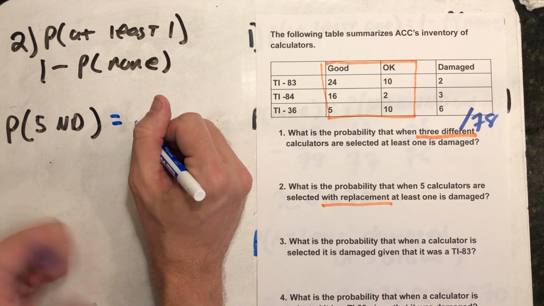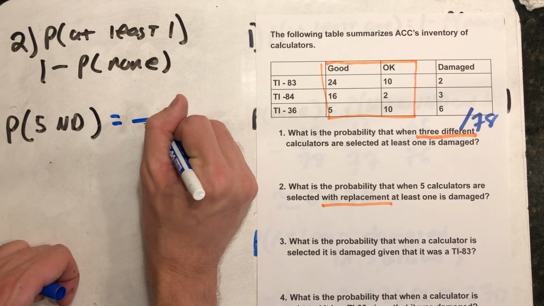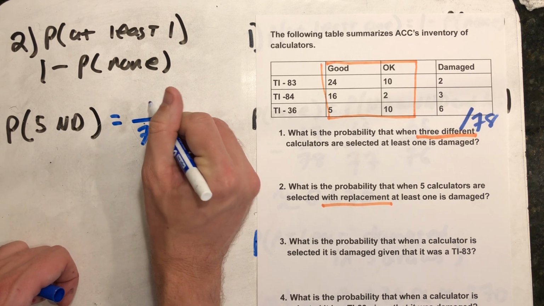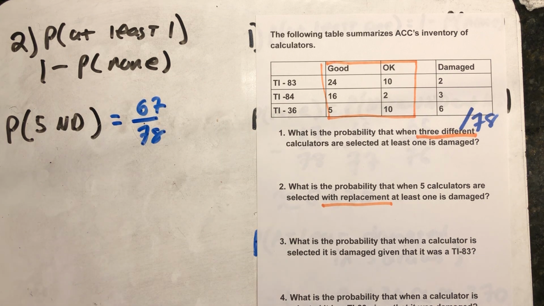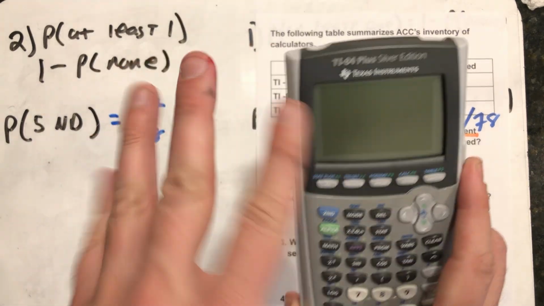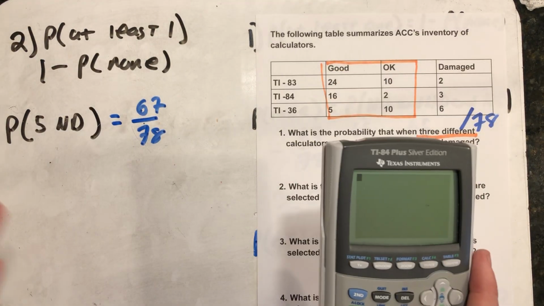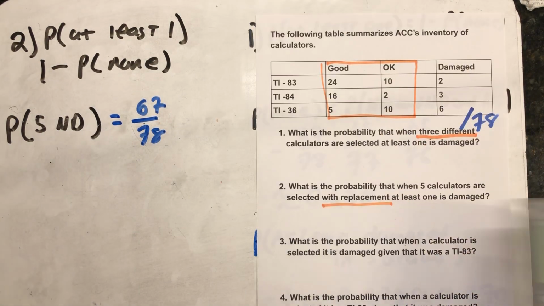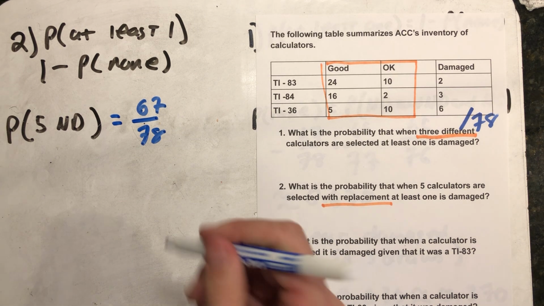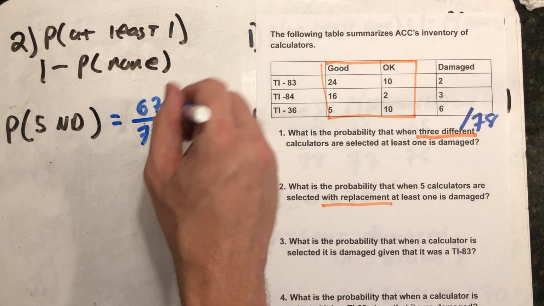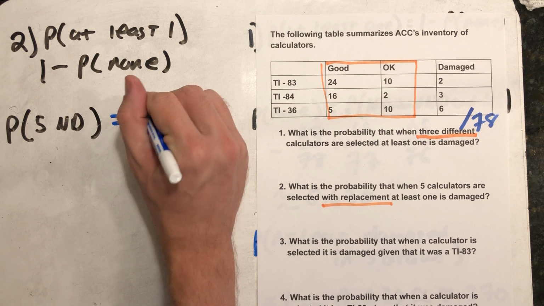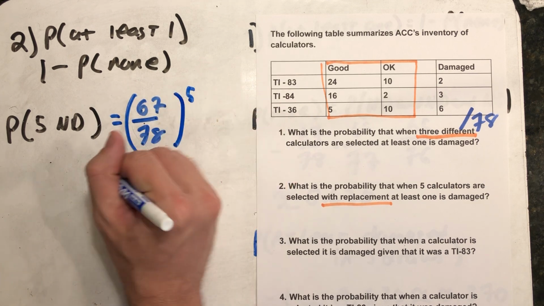But this time, the first time through, there's 78 calculators to choose from, and 67 of them are still not damaged. So I reach in, I grab a calculator, I look at it, and see that it's not damaged, and then I put it back in and mix everything up again. So the next time through, I'd have the same probability. So I'd multiply this number to itself 5 times.